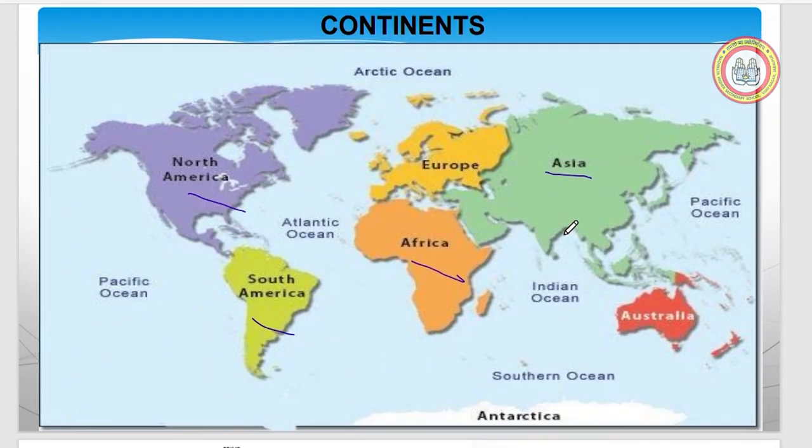Here we have continents ordered from largest in area to smallest. These 7 continents are Asia, Africa, North America, South America, Antarctica, Europe and Australia. Our country India is located in the largest continent, Asia.